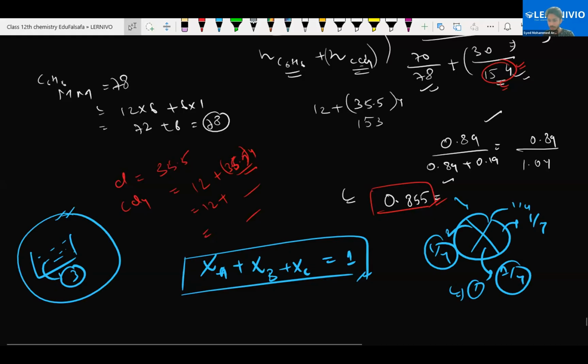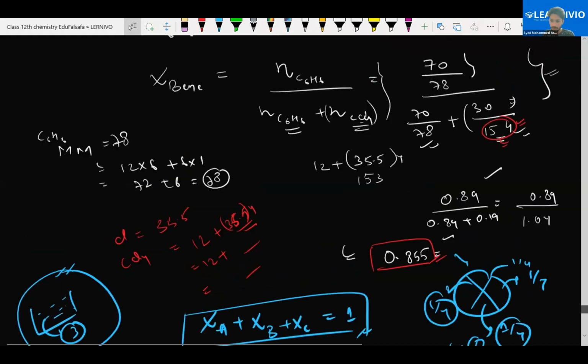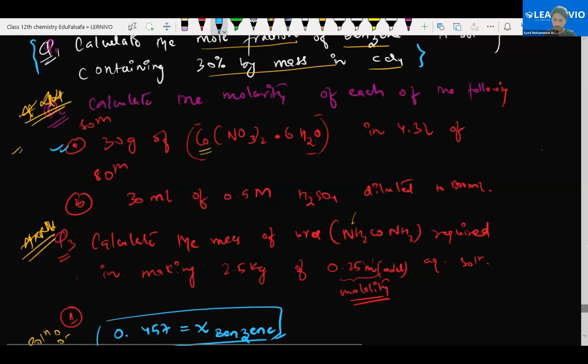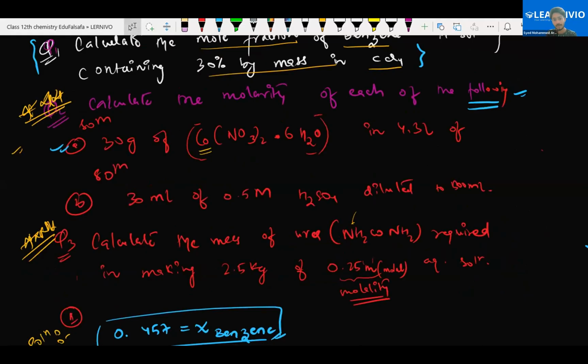So the next question is what? Cobalt question. It's about calculating the molarity. Yes, sir. So are you able to get the final answer or not? No, sir. For the part where the cobalt is there, 4.3 liter, in that part, I was able to get the answer. Okay, fine, fine.